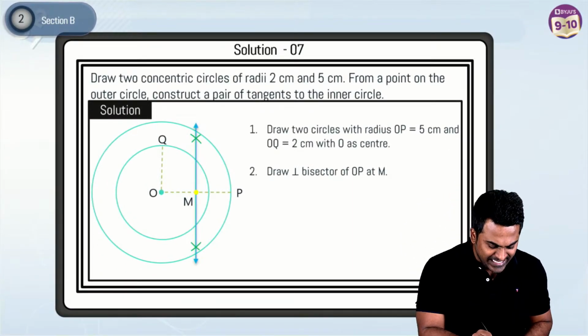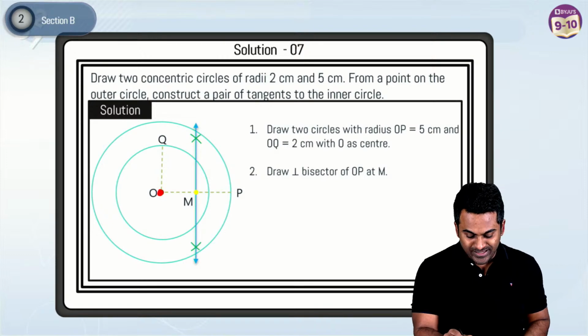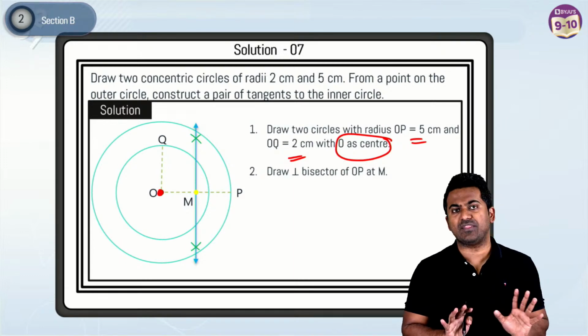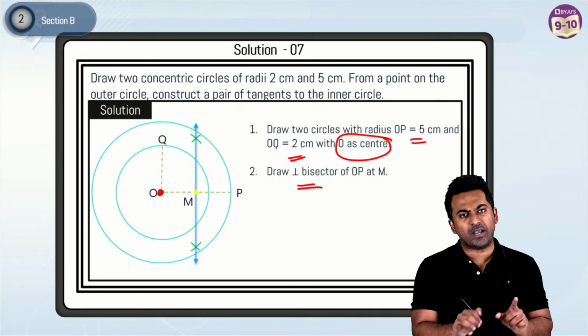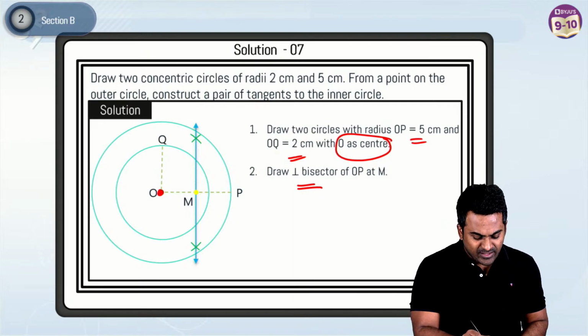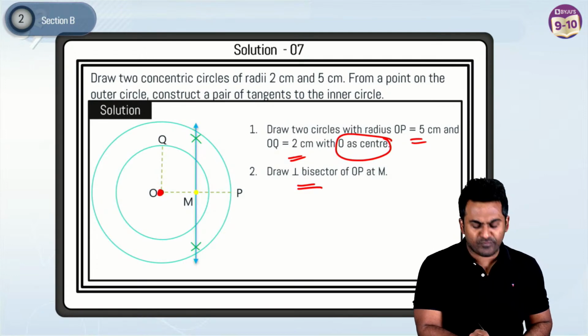First thing, take any center on the paper and draw 2 circles with radius 5 centimeter and 2 centimeter. Both the circles are going to have the same center O. Once you've done the construction, you have to draw the perpendicular bisector of OP. Perpendicular bisector, how would you draw it? Well, take the compass and take the radius as something which is more than half of OP.